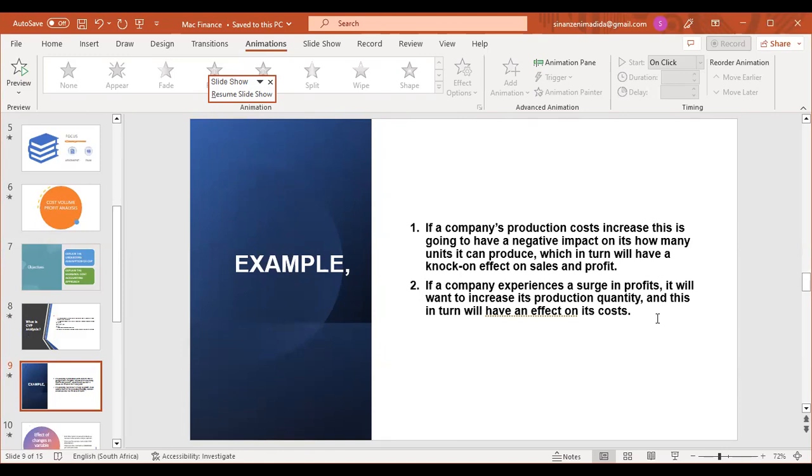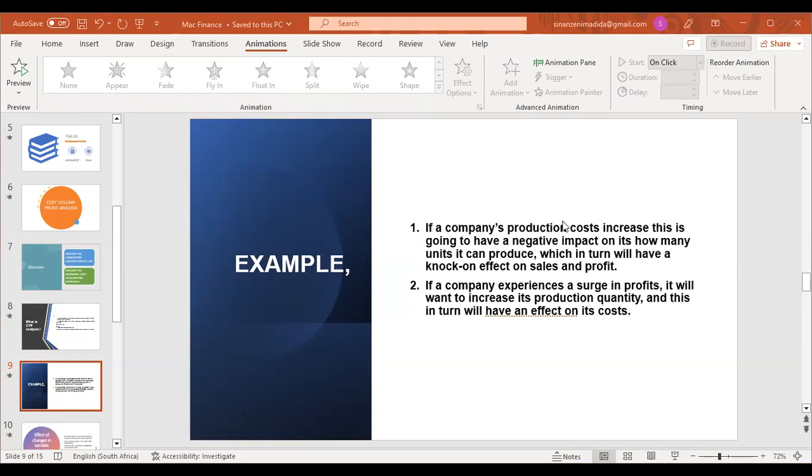There's something blocking my view, guys. I'm trying to remove it. Okay, sorry for that.